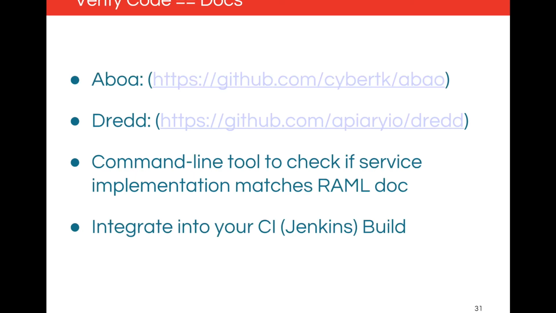Enterprise solutions, RAML and API Blueprint have their own enterprise solutions, so look into that for kind of API management / console. Verify code. So you're going to want to make sure that your code is the same as your documentation. This is especially important in a contract first design approach. So there's command line tools, Abao and Dredd for RAML and API Blueprint respectively, that you can integrate into your continuous integration, and it will fail your build if your documentation is not up to date.